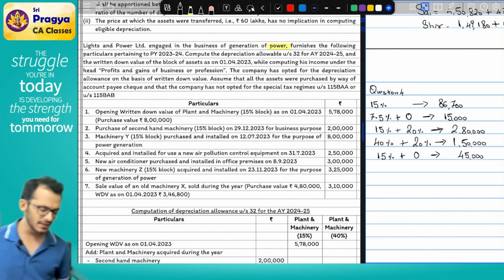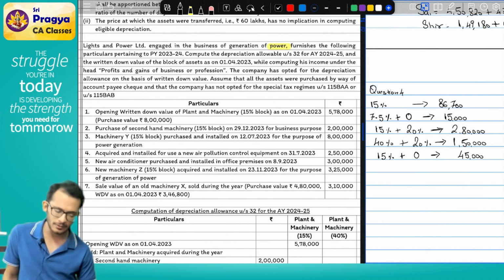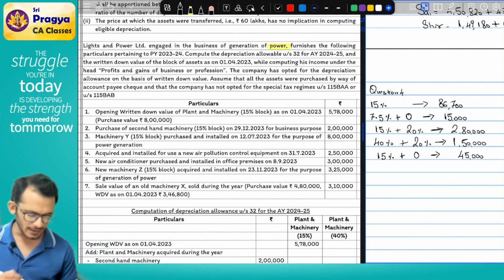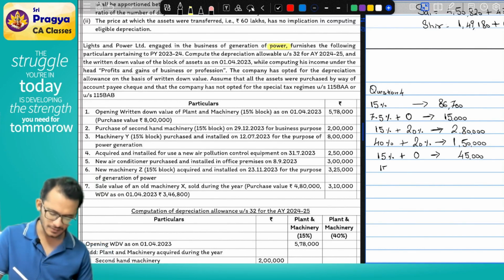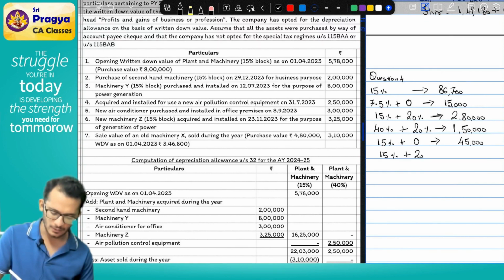Next, new machinery Z, 15% block, acquired and installed on 23rd November 2023 for the generation of power. Rate is 15%. Additional depreciation eligible, not eligible? Eligible. Therefore, 20%.